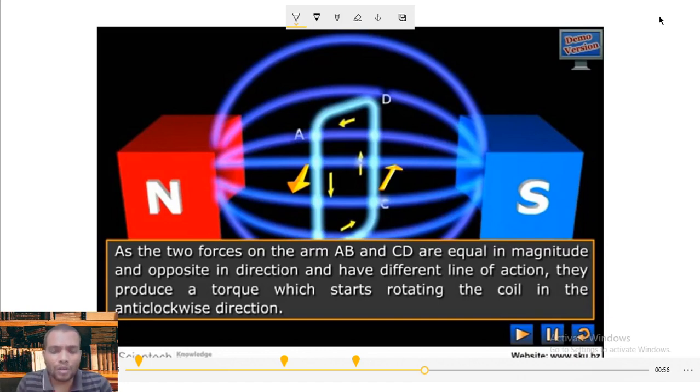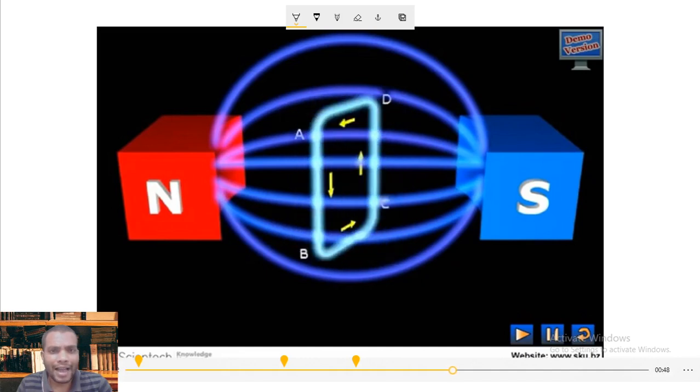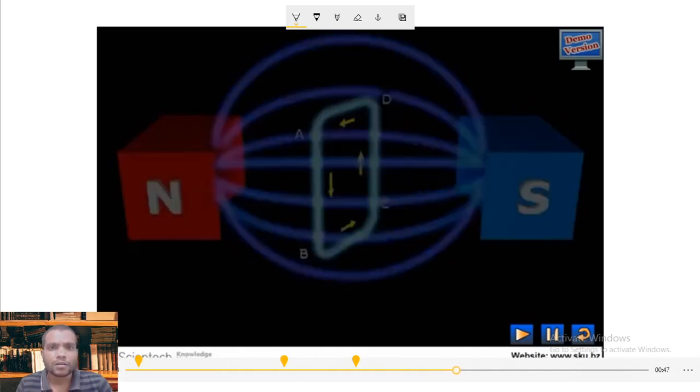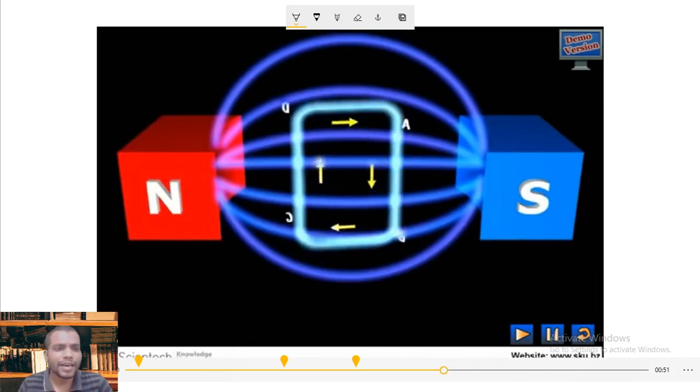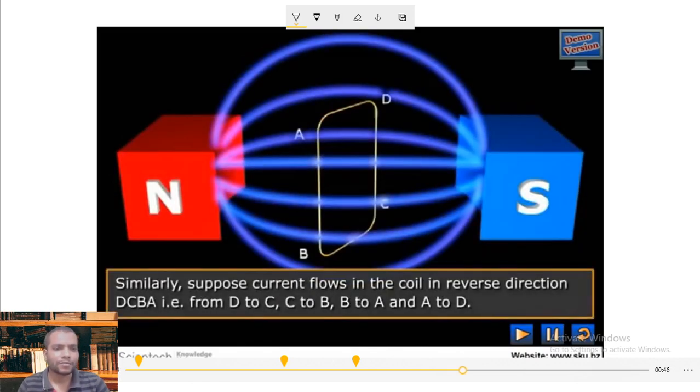So they produce a torque which starts to rotate the coil in the anti-clockwise direction. That causes the loop to rotate in the magnetic field in the anti-clockwise direction. So if the current in the loop is in the anti-clockwise direction, the loop also rotates anti-clockwise in the magnetic field. If we change the direction of current, the loop will rotate in the other direction.